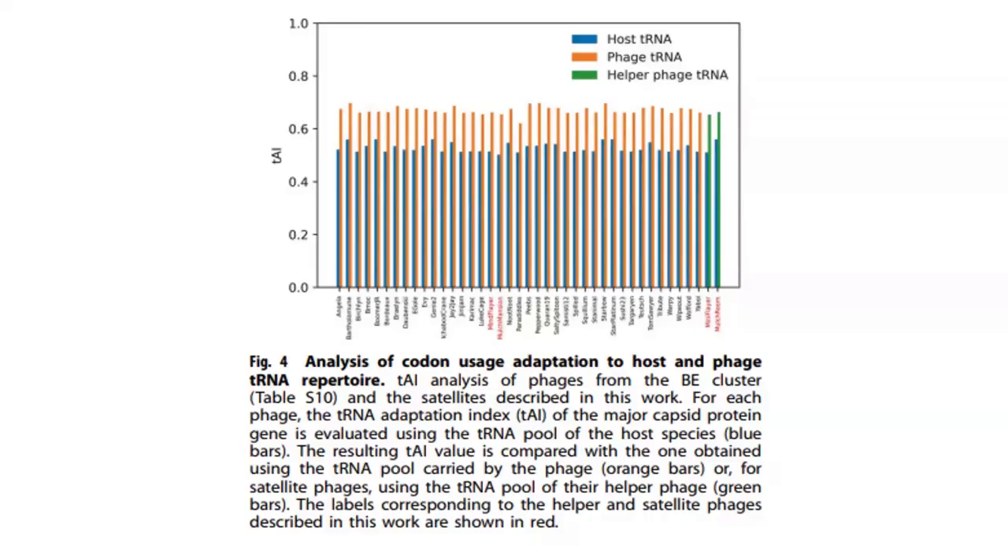I mean, they're not horribly different, but there's quite a bit of difference when we're looking at about 0.7 adaptation of the tRNA compared to more like 0.5. Okay, so they are using their transfer RNA differently, okay? Again, this is the BE cluster that is represented here.